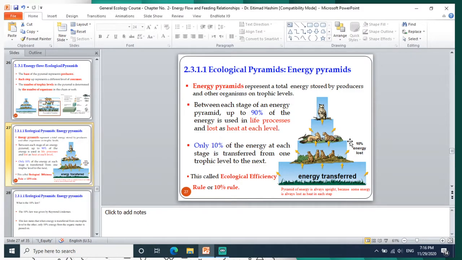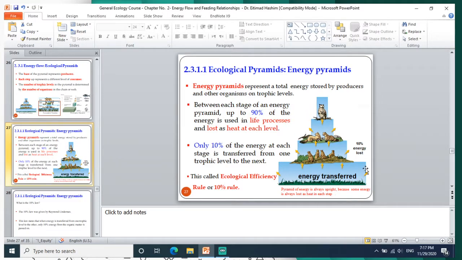For energy pyramids, the energy represents the total energy stored by the producer and the organisms in that trophic level, in the first trophic level. In each stage or trophic level, up to 90% of the energy is used by the organisms for their life processes like respiration, photosynthesis, reproduction, whatever. So 90% of the energy will be used by the producer in the first trophic level, and only 10% of it will be transferred to the second trophic level. So only 10% of the energy at each stage will be transferred from the first to the second, from the second to the third, from the third to the fourth.